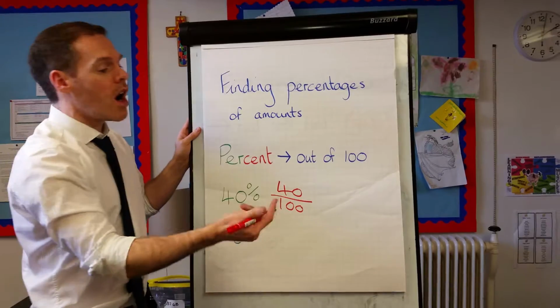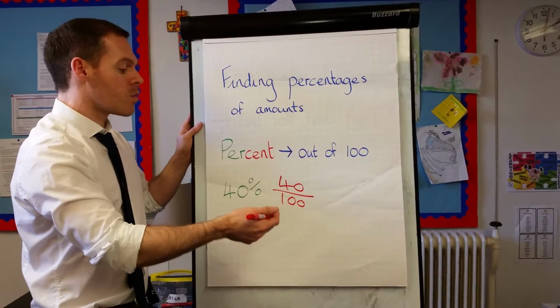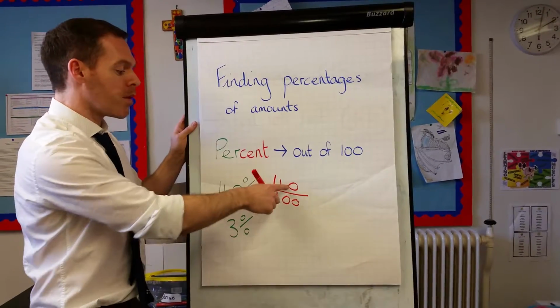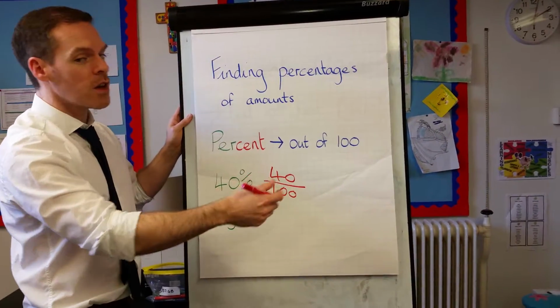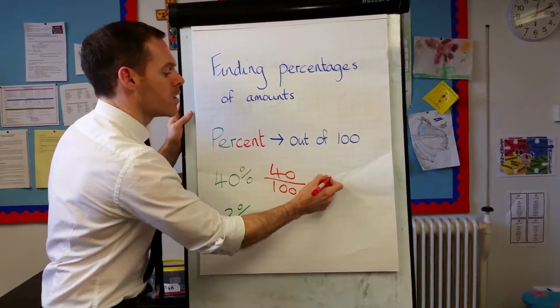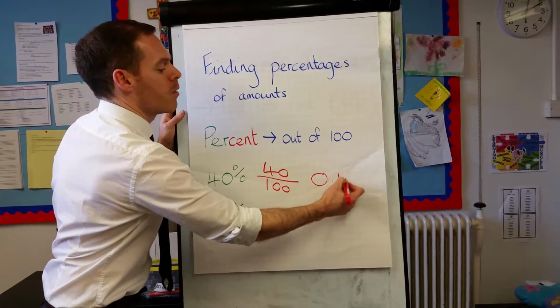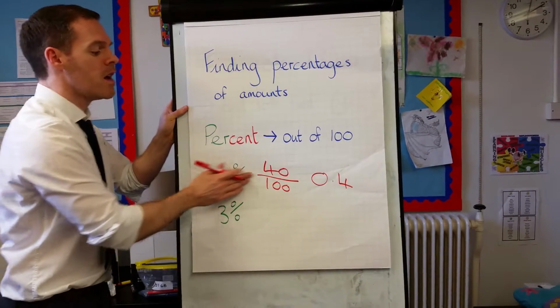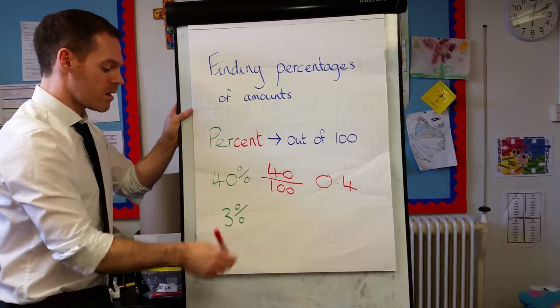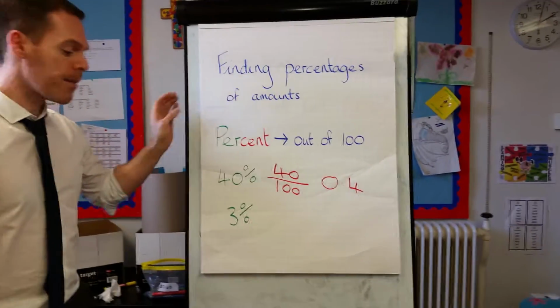We know how to change that into a decimal as well. If we simplified 40 out of 100, it would be 4 over 10, which we know is 4/10. So I can change that into a decimal by writing 0.4. So they're all the same. They're all completely equivalent. They're exactly the same number, just written a different way.